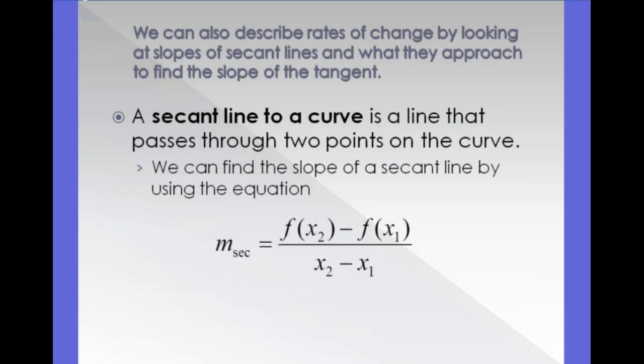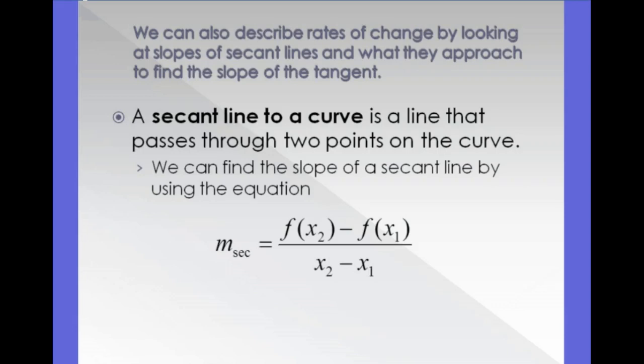We can also describe rates of change by looking at slopes of secant lines, and what they approach is the slope of the tangent. So the slope of the secant helps us find the slope of the tangent. A secant line to a curve is a line that passes through 2 points on the curve. We find the slope of a secant line using m secant equals f of x2 minus f of x1 all over x2 minus x1.